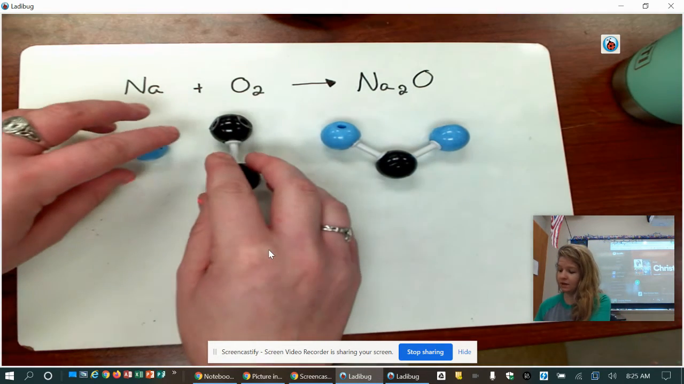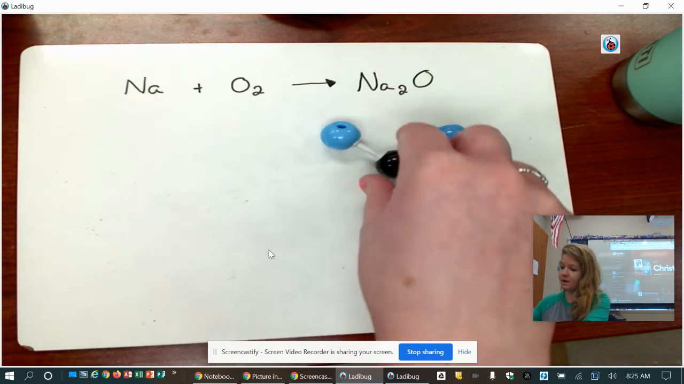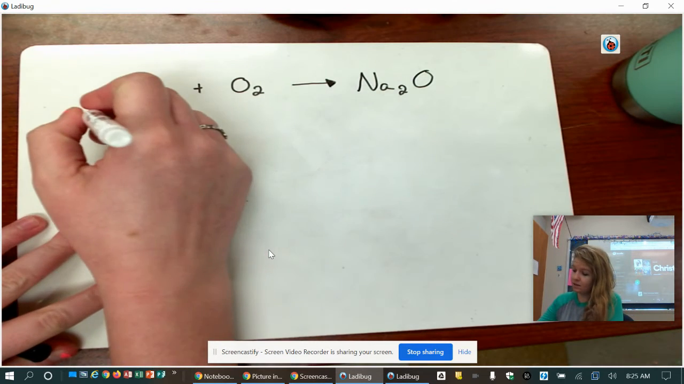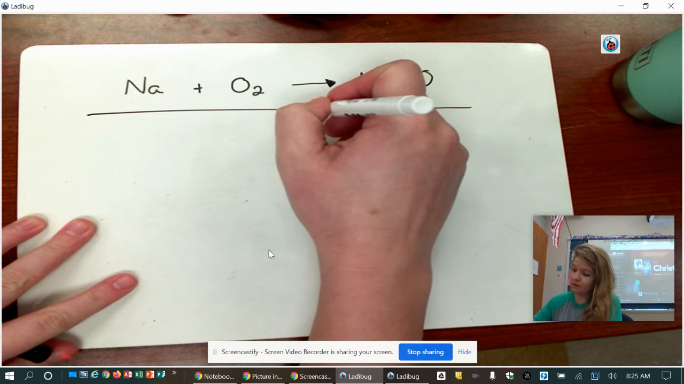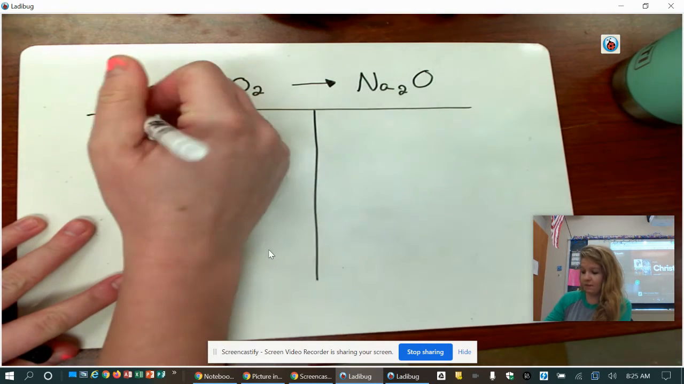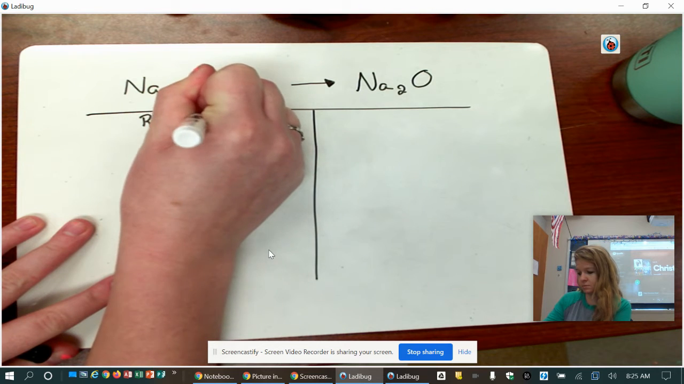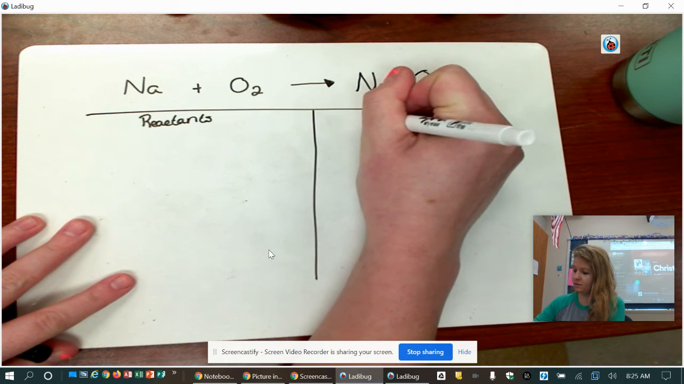So you can think of it however it helps you. If the model helps you, you can think of it that way. If the gizmo helps you, you can think of it that way. But what I like to do, and how we set up these problems right away, is I make a line here, I make a line here, I have my reactants, and I have my products.